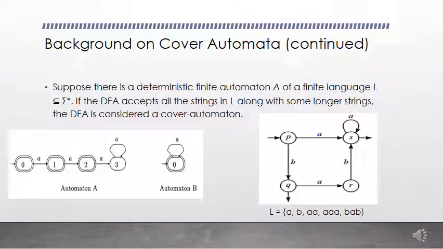Suppose there is a deterministic finite automaton of a finite language. If the DFA accepts all the strings in the language along with some longer strings, the DFA is considered a cover automaton. More specifically, a deterministic finite cover automaton, or DFCA.